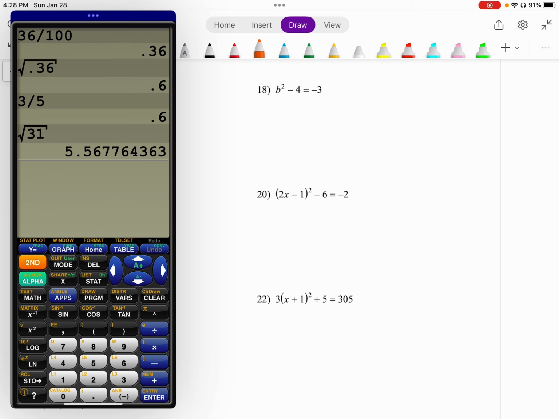Again, we want to isolate the squared term. So we want to add 4 to both sides. So we get b squared is equal to 1. Now that's when we could think in our mind. We know that it's plus or minus 1, but we can follow the algebra rules and we can take the square root of both sides. The square root of b squared, the square root cancels with the squared, and we get b equals plus or minus, and what is the square root of 1? It is 1.